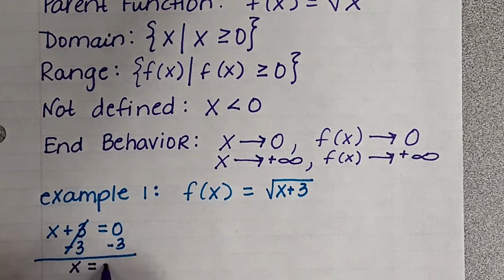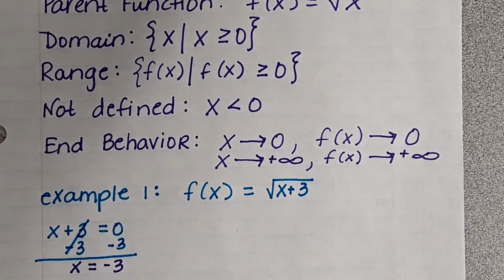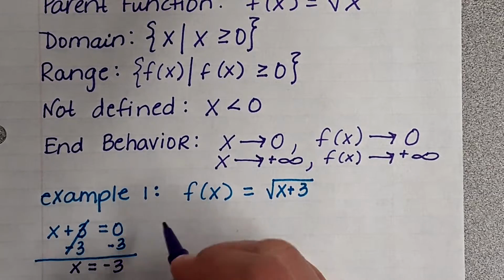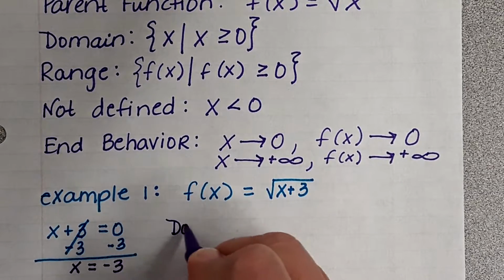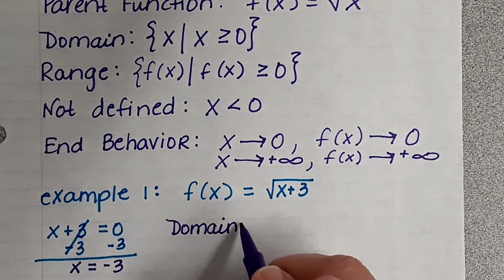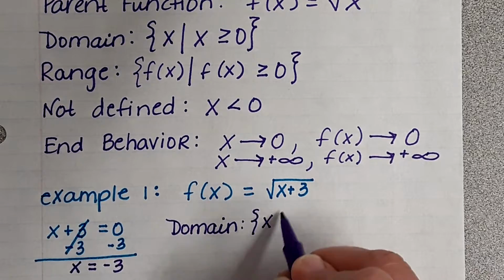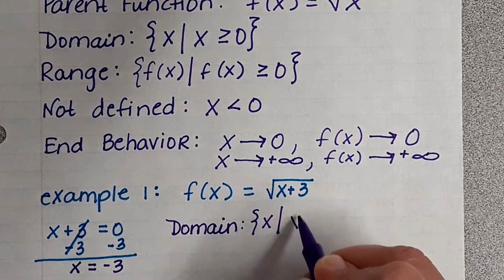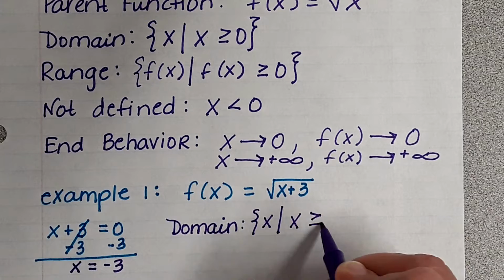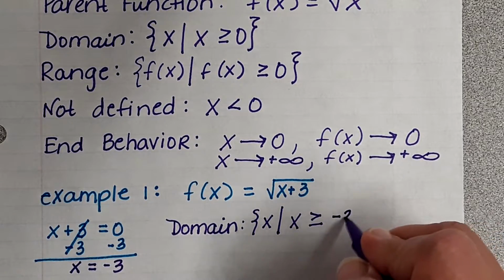X equals negative 3. Now, it's not that x equals negative 3. What it means is that's our starting point. That's one of our starting points. So it means our domain is x such that x is greater than or equal to negative 3.